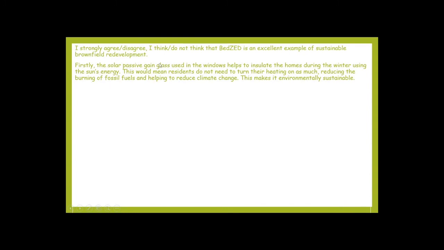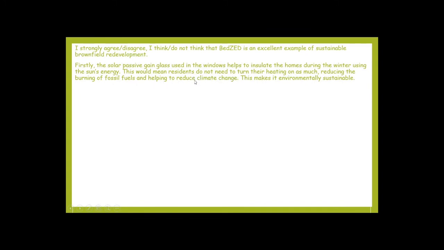Firstly, the solar passive gain glass used in the windows helps to insulate the homes during the winter using the sun's energy. I've mentioned how it works here, so that would pick me up a mark. This would mean, now I'm elaborating, residents do not need to turn on their heating as much, another mark, reducing the burning of fossil fuels, another mark, and helping reduce climate change.